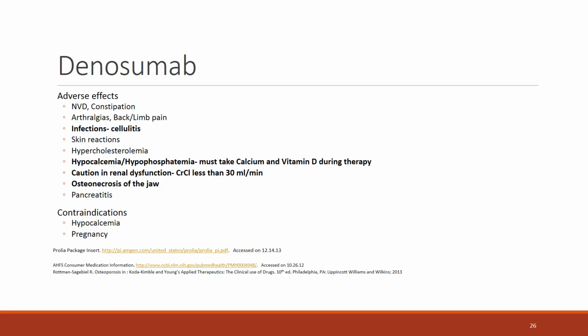But there's a few different things. The infections, there's cellulitis that has occurred, some other skin reactions. Could increase the cholesterol, but not typically anything alarming, and some pancreatitis that could be an issue. Again, with this one specifically, it is contraindicated in patients who have hypocalcemia. It can really cause a low calcium, so patients do need to take calcium and vitamin D during therapy.